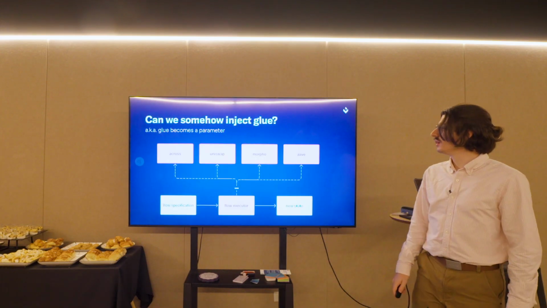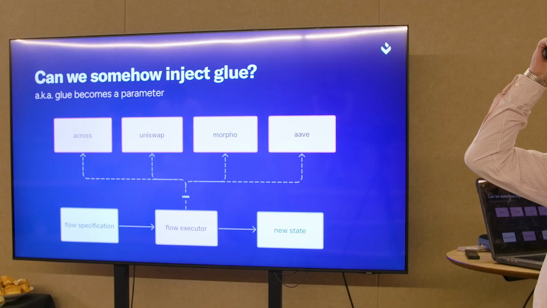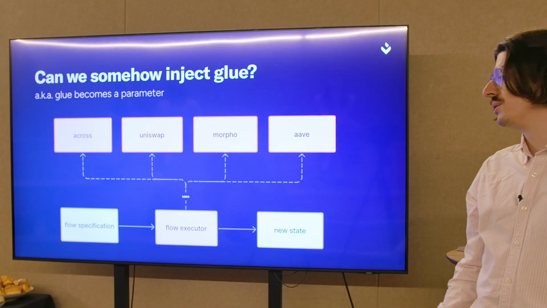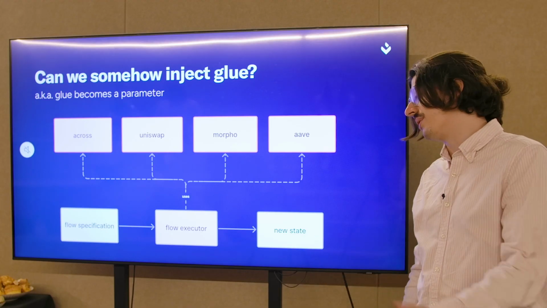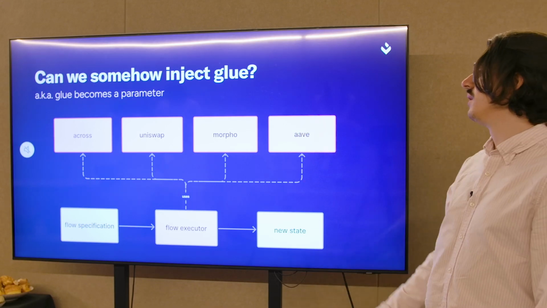Okay, I guess the question that we had about 8 months ago was, is there a better way of doing this? Why do we need to hard code this glue on chain when the glue in reality doesn't really matter? As long as you enforce the right checks and you use trusted protocols like these ones, glue should be kind of malleable. We should be able to change it without the whole rewrite, audit, deploy cycle. So can we somehow inject this glue, so glue becomes a parameter?